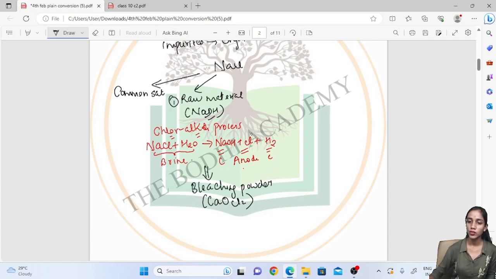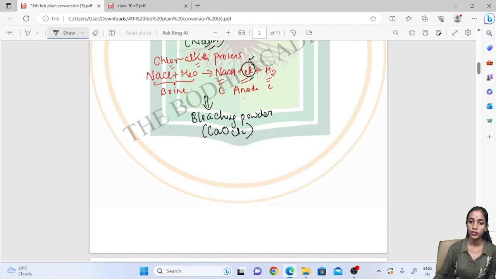Now what happens over here? NaOH is a main product, but we have seen that chlorine also is released in this process. The chlorine released in this process is used for the production of bleaching powder. So one of the reactants for the production of bleaching powder is chlorine. The second reactant is dry slaked lime.